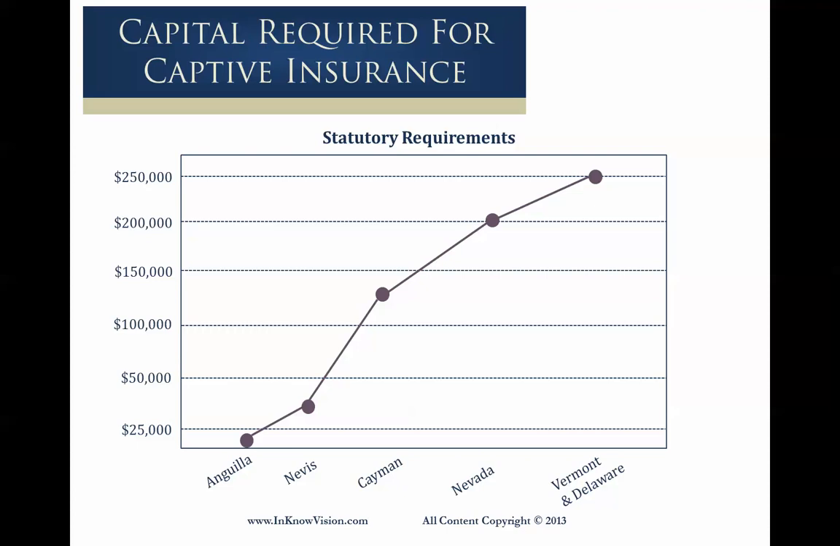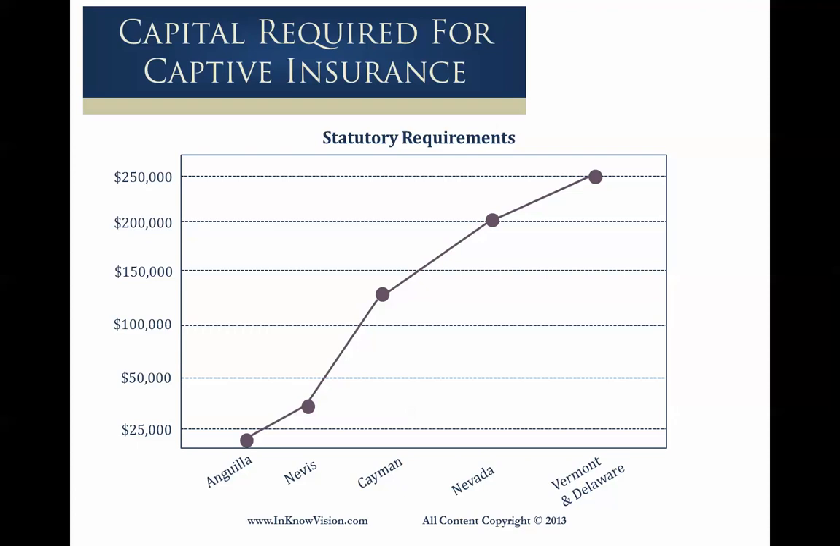But the capitalization tends to be much lower in a series LLC or a cell type captive, and premiums tend to be lower too. Costs tend to be higher. Other costs tend to be higher on a percentage basis.